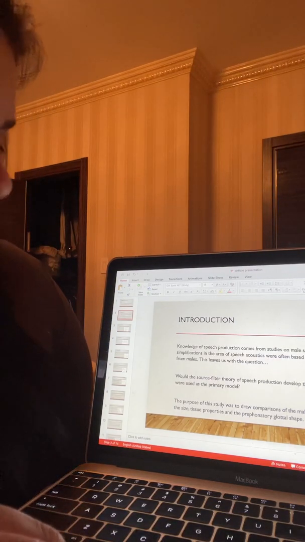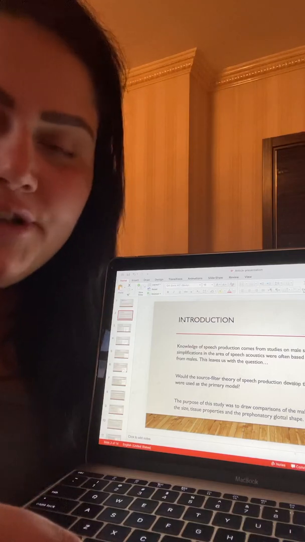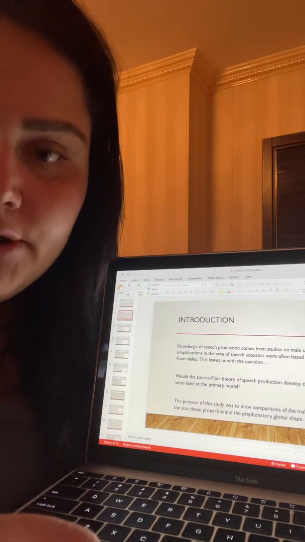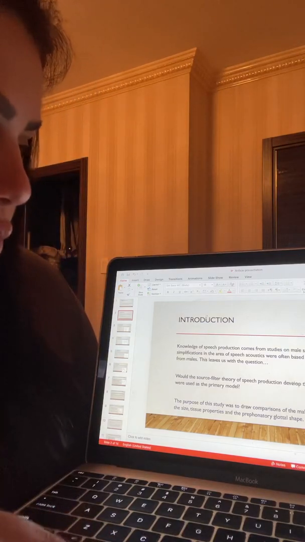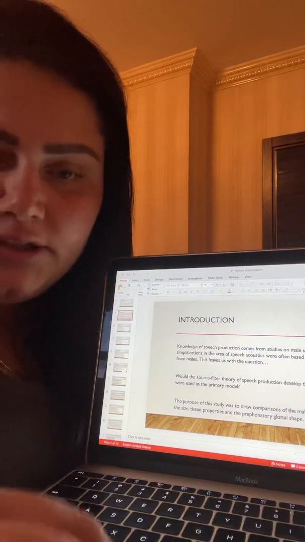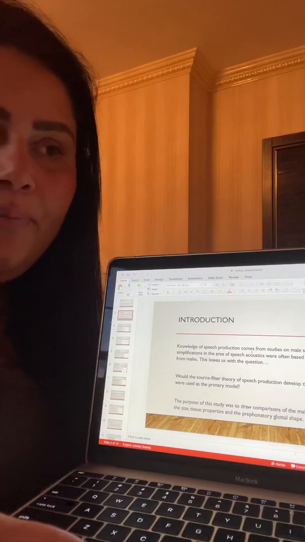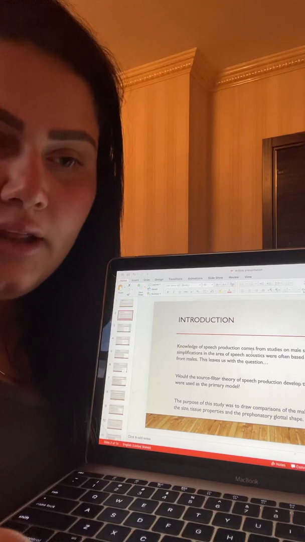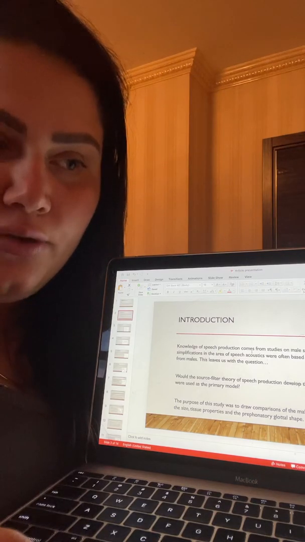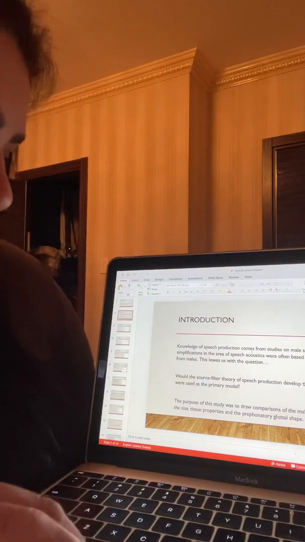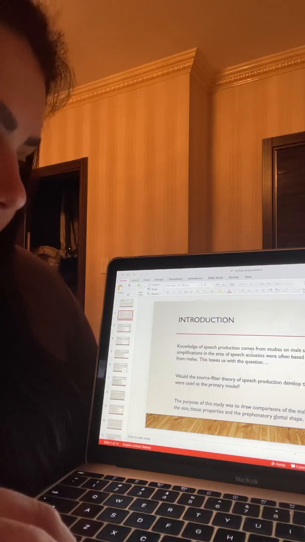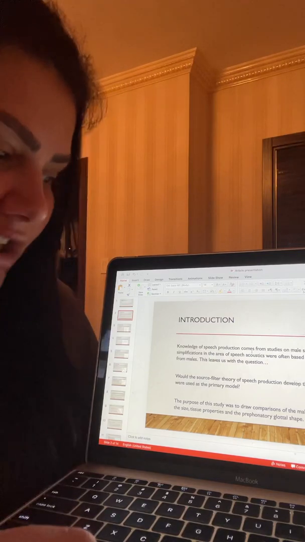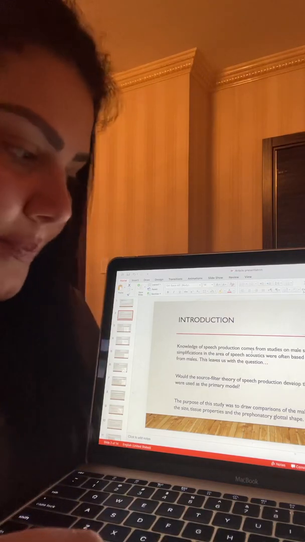So here we have our introduction. Most of our knowledge of speech production usually comes from studies of male speakers, because when they were doing studies, it would either be the male using his own voice or his colleague's voice. So assumptions and simplifications in the area of speech acoustics were often based on speech samples derived from males.